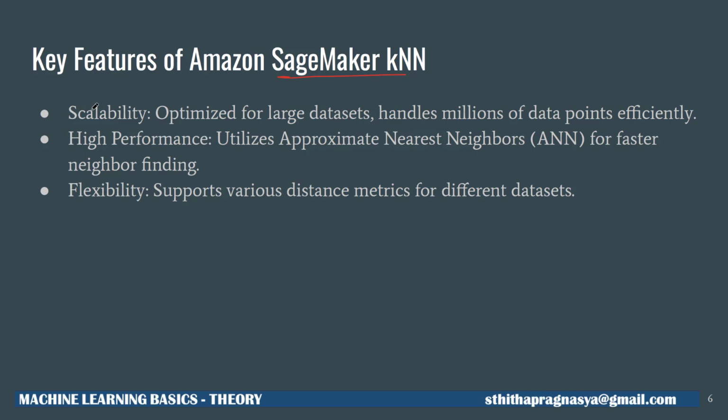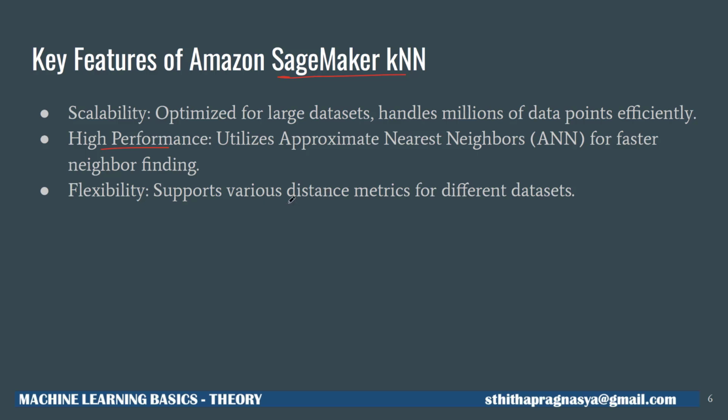Okay, so scalability. It's optimized for handling large data sets. SageMaker's kNN implementation is scalable and it can handle millions of data points efficiently. And when you consider performance, it utilizes advanced indexing techniques like approximate nearest neighbors to speed up the process of finding the nearest neighbors. And flexibility, it supports various distance metrics. We have mentioned three of them, which can be selected based on the specific characteristics of the data set.